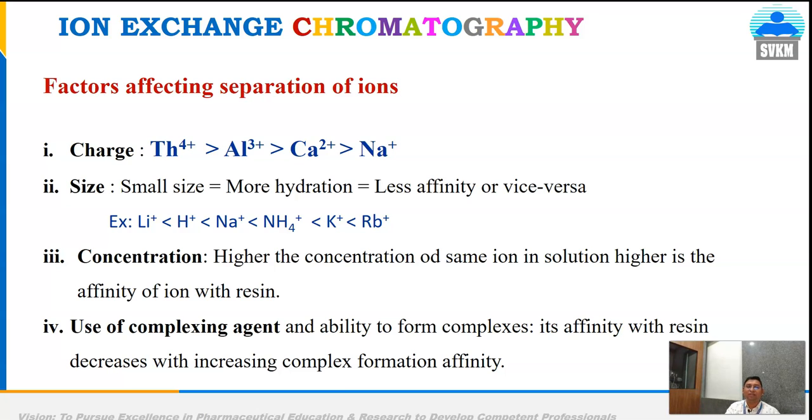Second important factor is size. As you keep decreasing the size, your ion gets more hydrated because it gets surrounded by more solvent molecules, which we can call hydration of a molecule. And since this excess of solvent molecules decreases the affinity of that particular ion towards the counter ion, therefore, if the size of the ion is much lesser, your affinity towards the counter ion decreases, and vice versa. Example, lithium is absorbed faster as compared to proton, sodium, ammonium, potassium, like this.